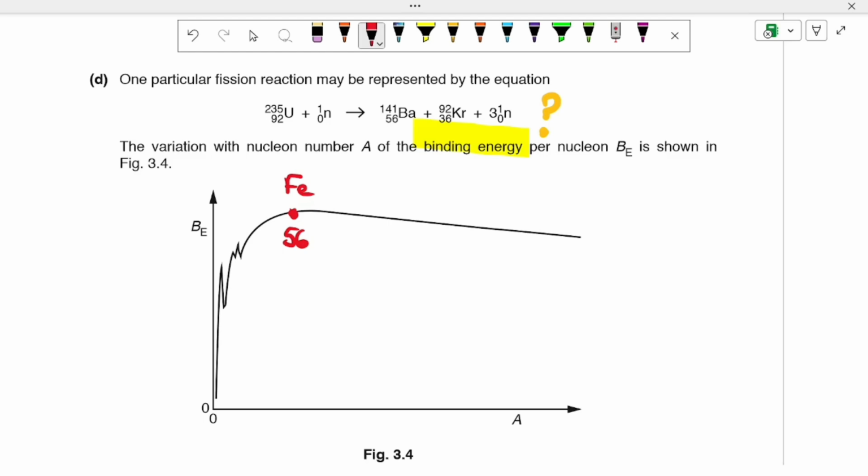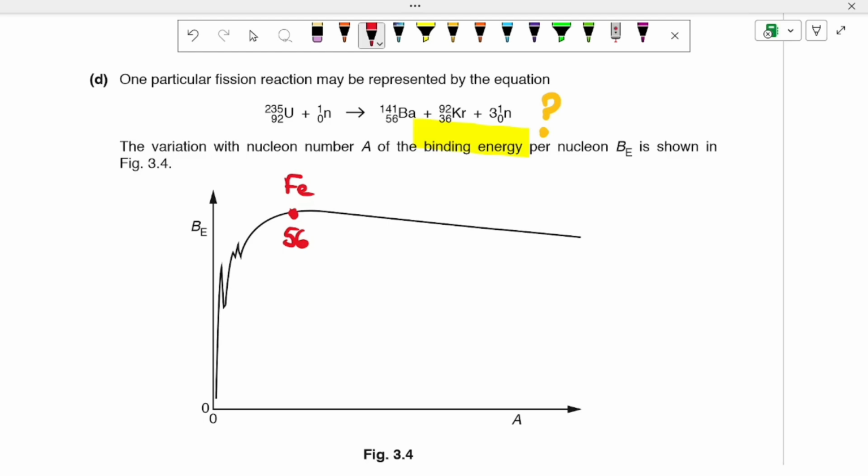So iron has the highest binding energy. It's stable because it takes a lot of energy. Binding energy per nucleon is how much energy you need to take away one nucleon, separate it from a nucleus. How much energy do you need to do that? We call that the binding energy per nucleon, right? And you find it by dividing the total binding energy by how many nucleons you actually got.